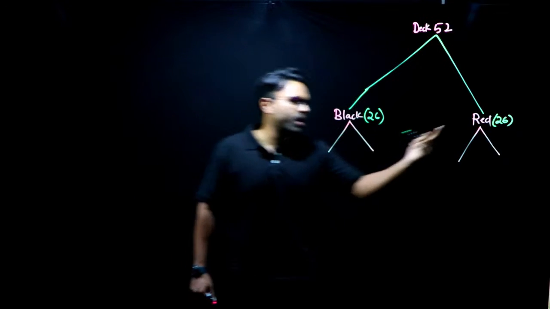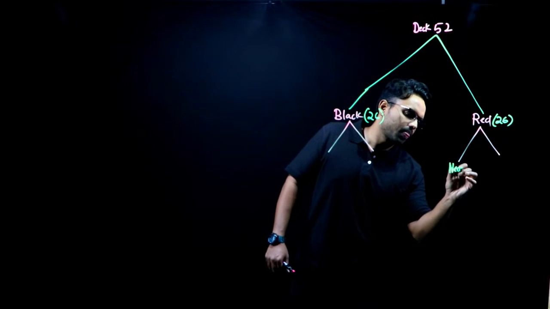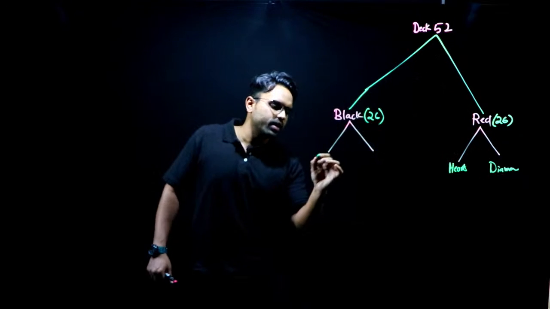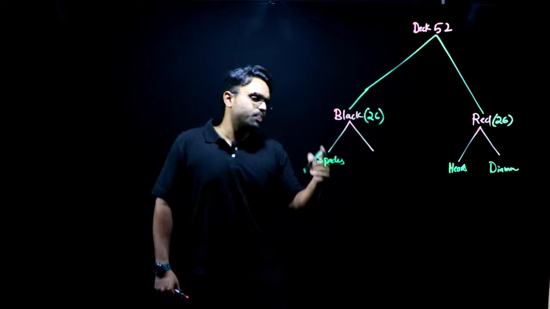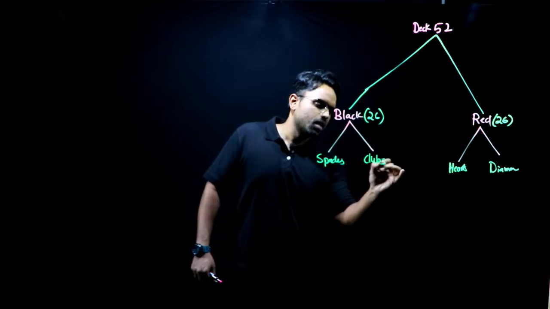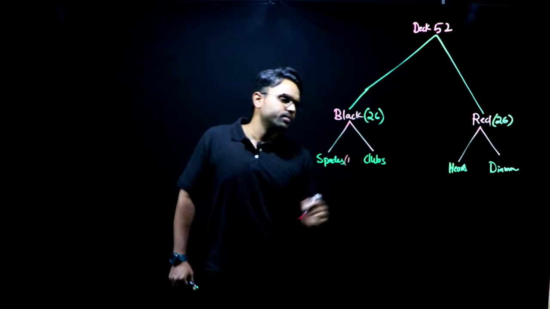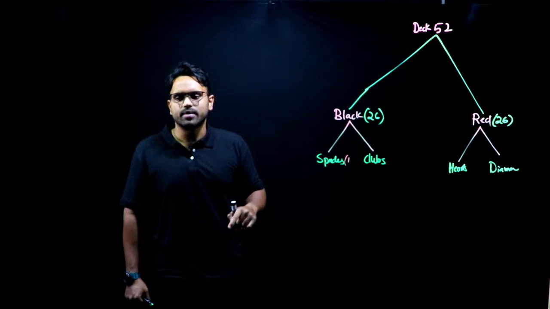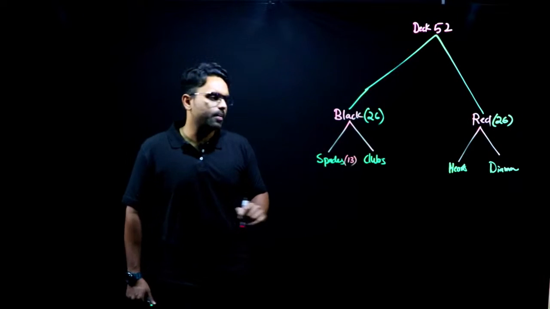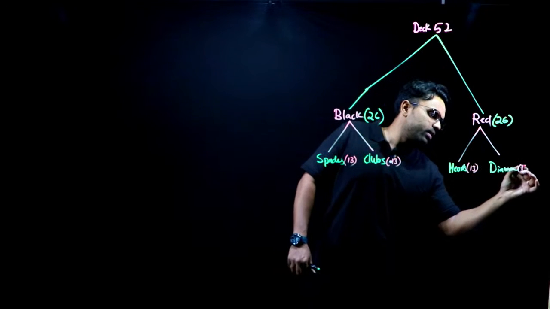Under the black or under the red, what are the 2 suits that come? One is hearts, the other one is diamonds. The remaining two, spades and clubs, come here. And each suit has how many cards? Each one of them are 13 in number. 13 here and 13 here.